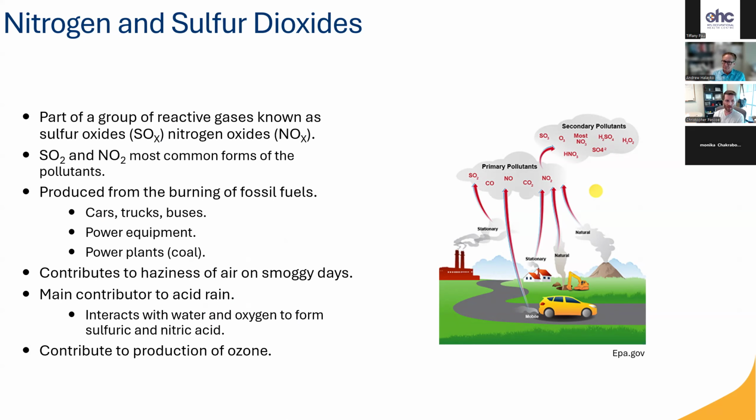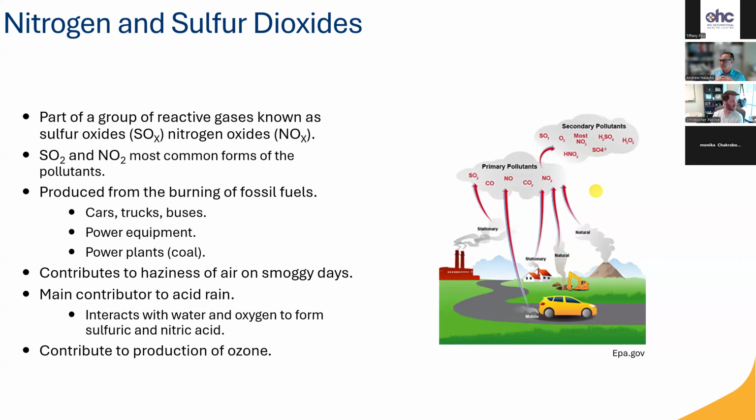They're part of reactive gases called sulfur oxides or nitrogen oxides, with SO2 and NO2 being the most common forms and the ones that we track with air quality. They're produced from burning fossil fuels, so from cars, trucks, and buses, power plants, including those that burn coal, power equipment, including those on job sites. They are the ones that contribute to the haziness of air on smoggy days.